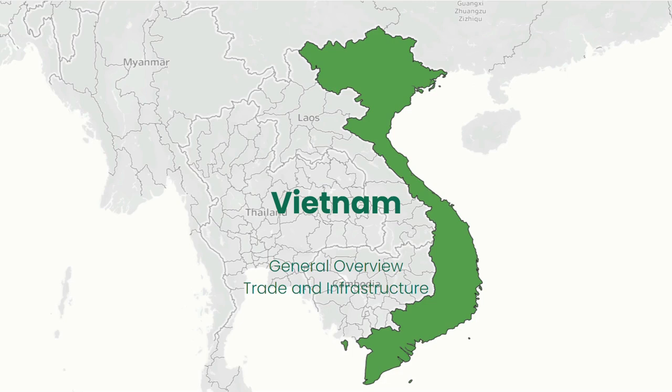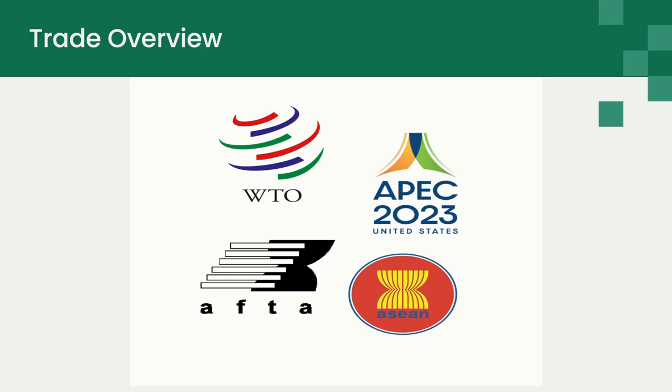Next, we have Vietnam's general overview, trade and infrastructure. Vietnam is connected with the World Trade Organization, APEC, AFTA, and ASEAN. All these organizations are linked with Vietnam so that they can help Vietnam in difficult times and when they need loans and other facilities from these organizations.